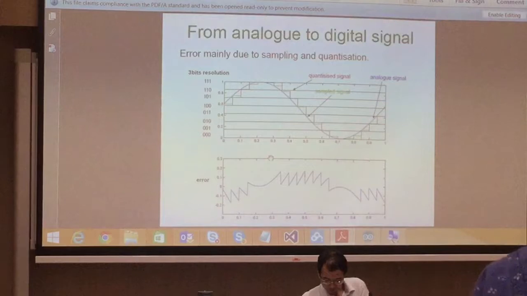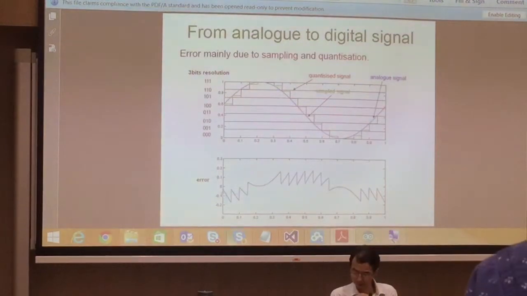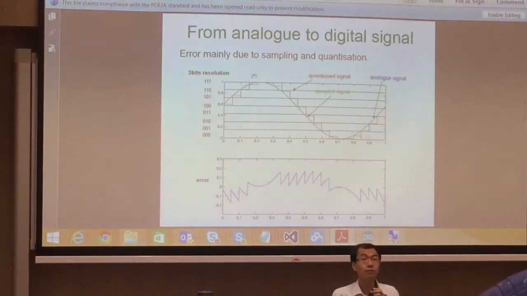So how can we convert the analog signal to a digital signal? If you look at this example here, we have a sinusoidal input, a sine wave. This sinusoidal input is an analog signal, because for this sinusoidal input you have all the values, like if you look at each point.